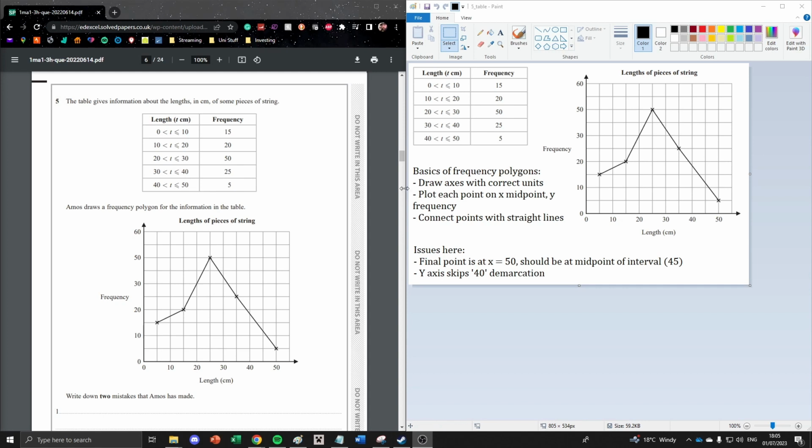And then going back to our original point about drawing the axes correctly, we can see that the y-axis actually skips over the 40 demarcation. So it should, of course, go 0, 10, 20, 30, 40, 50. Again, it should have a bit of space above the maximum point, but here it completely skips the 40 point. So that's the second mistake that Amos has made.